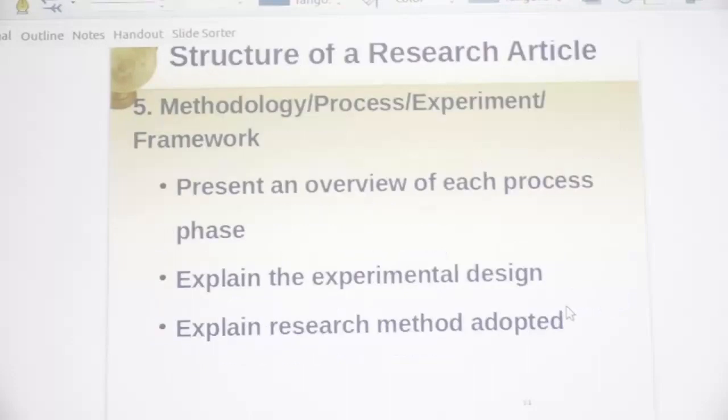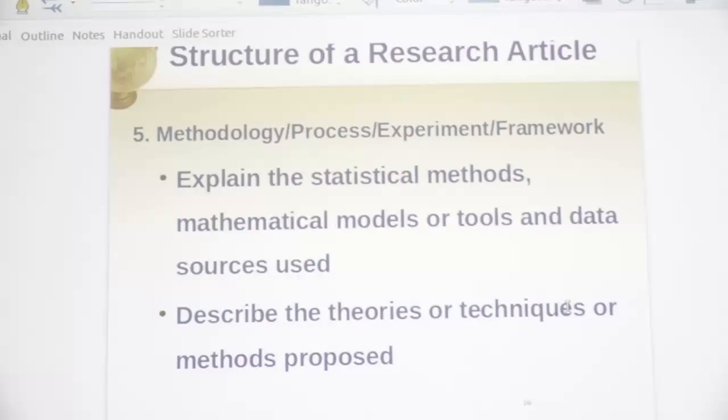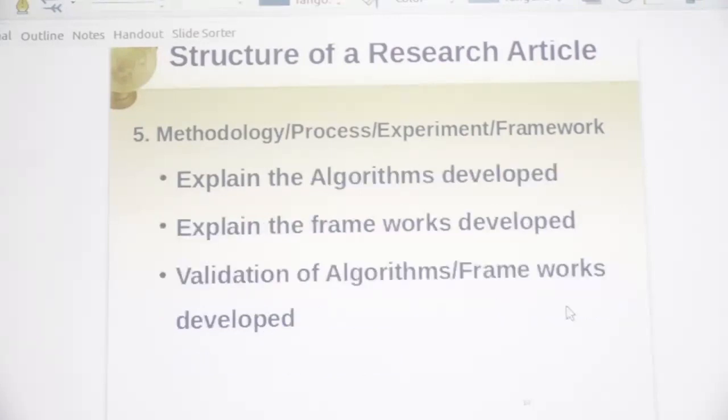And the next section is the personal contribution of the author, which may be named as methodology, process, experiment, or framework. This section should present an overview of the complete process phase. It should explain the experimental design if an experiment is used. It should also explain the research methods that are adopted, the statistical methods, mathematical models, or tools and data sources used. It should also describe the theories or techniques or methods proposed.